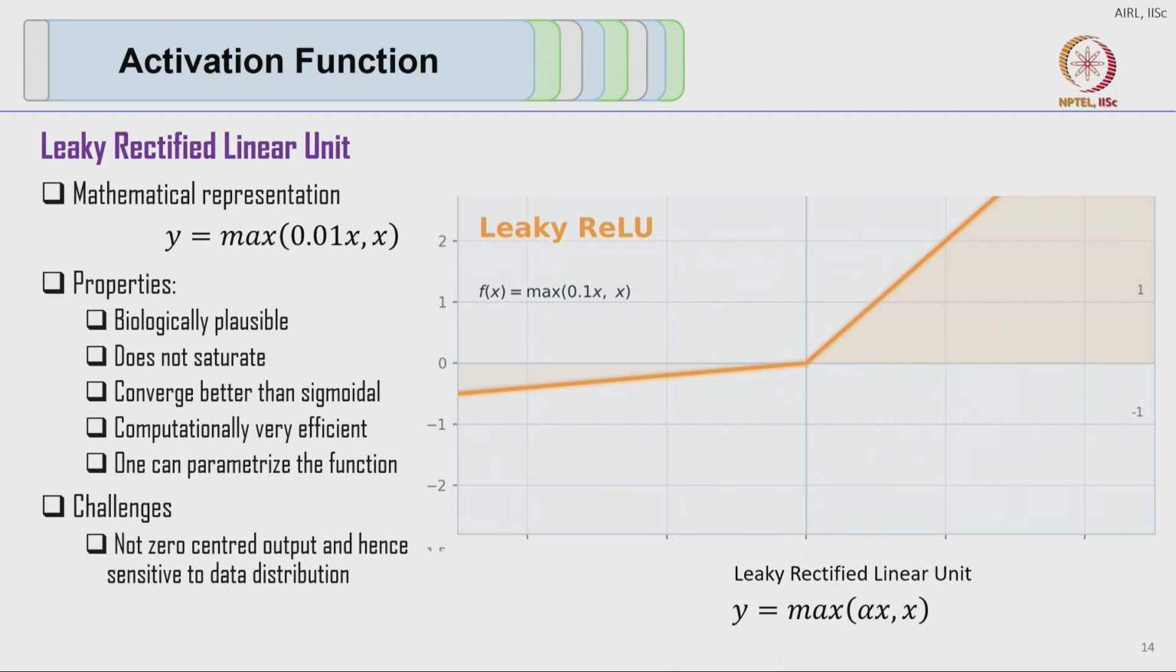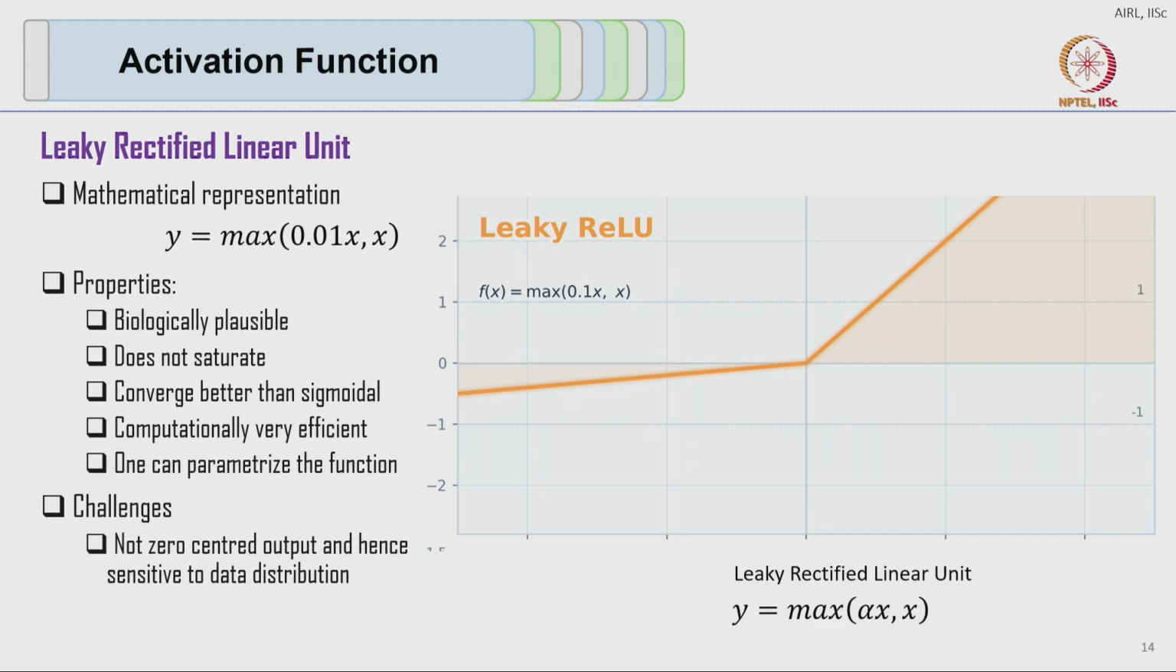Then people thought, why don't we just do leaky ReLU? Instead of 0, it is some scalar times x, alpha times x. Now we solve the problem of response at the negative space, and there is some gradient that exists also in the negative space. But still we have not solved the problem of centering, right? It is not zero centered output. That is going to be sensitive to data distribution, right?